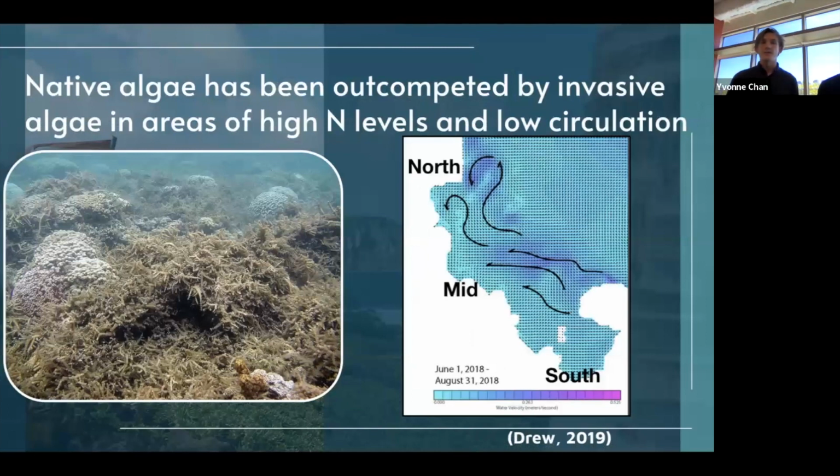So native algae has been outcompeted by invasive algae in areas with high nitrogen levels and with low circulation in previous studies. As you saw in the South Bay, we had staggeringly high levels of invasive species. And as you can see here on the map of the South Bay with the tidal circulation, there's almost no tidal circulation in the South Bay, which is primarily due to it being closed off with low current, and also closed off with a sandbar and multiple reefs, which make it so that the nitrogen that gets introduced into the South Bay via wastewater pollution stays in the South Bay, and therefore allows the invasive algae that has a higher capacity to absorb this nitrogen to flourish and to dominate the native algae.